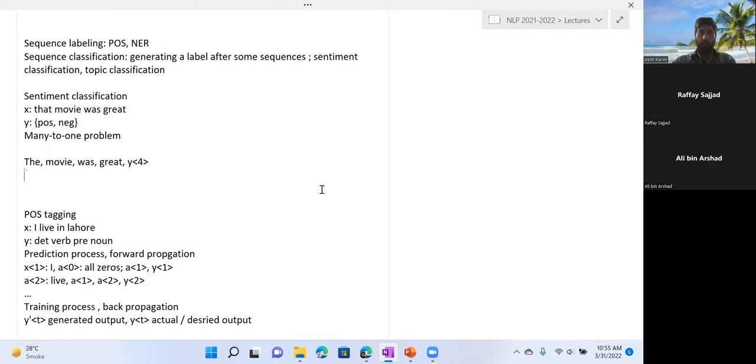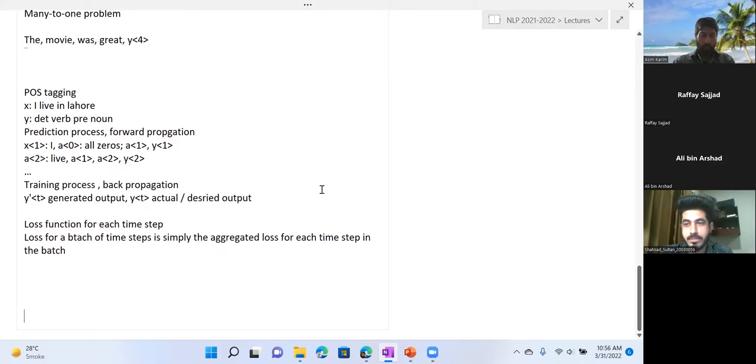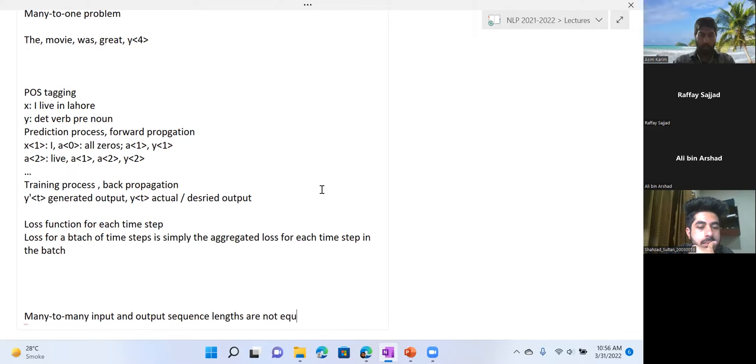So for many to one problems, you only need one output after reading in a sequence of words. Okay. So in the previous two examples where you have many to many, you get an output after reading in each input. Okay. So there is a special case of many to many in which input and output sequence lengths are not equal.